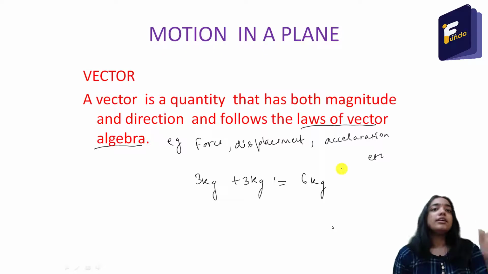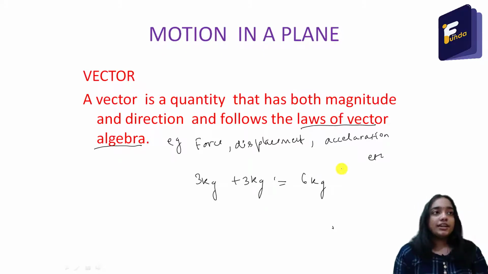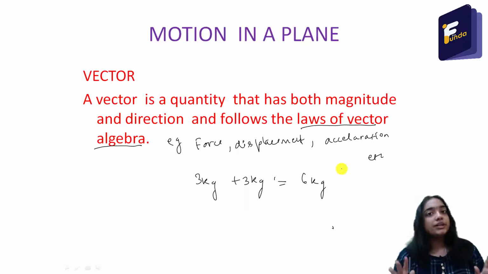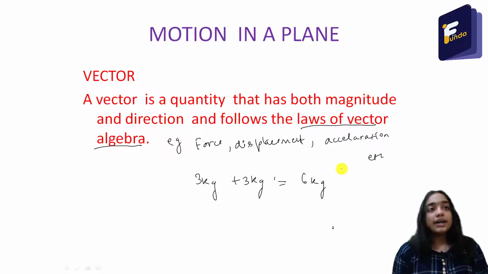The funny and interesting thing is that in normal algebra that you learned in your childhood, 5 plus 5 is 10. But in vector algebra, 5 plus 5 may not be 10. So how is that? Let us understand. Let me give you a practical situation, then I can explain why the laws of vector algebra are different from the laws of normal algebra.